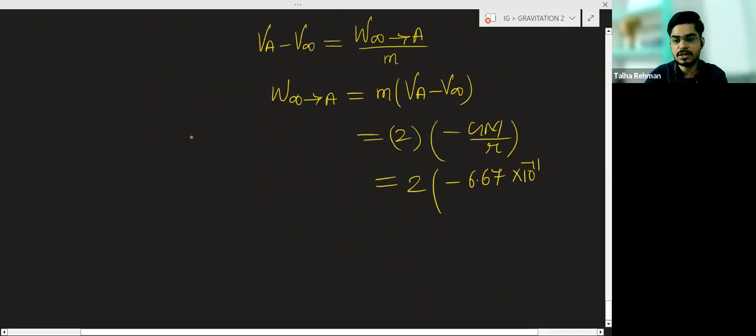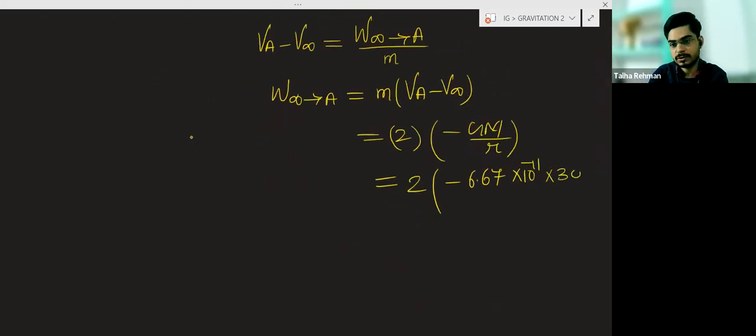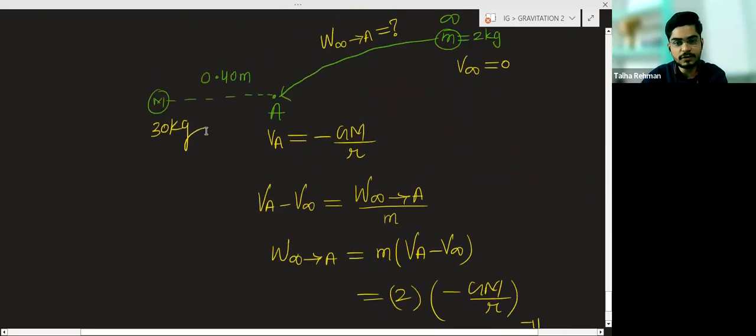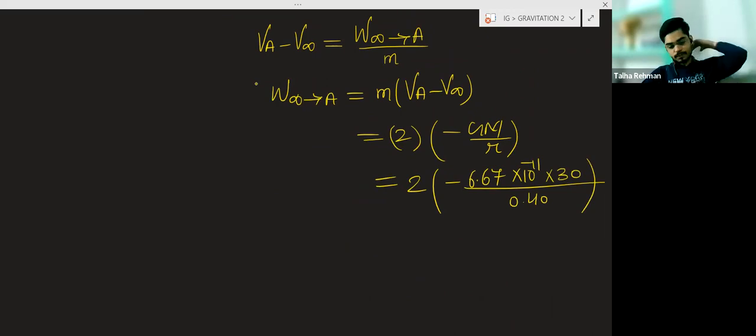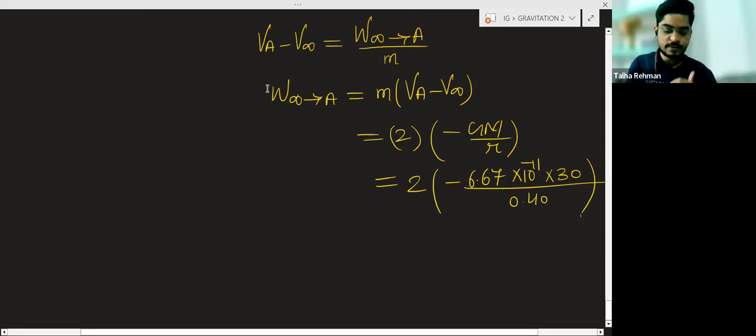Capital M is 30 kg. So this is 30 kg, divided by R. What is the value of R? R is 0.40. Okay, so this value you will get approximately equal to 1.005 into 10 to the power minus 8 joule.